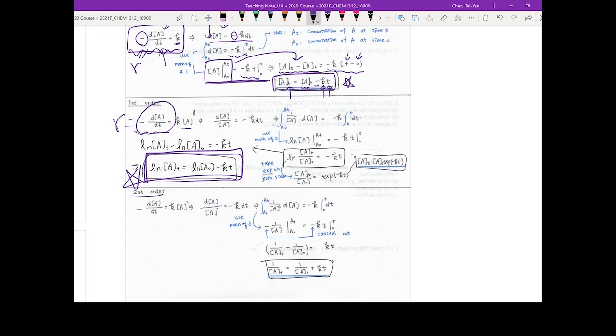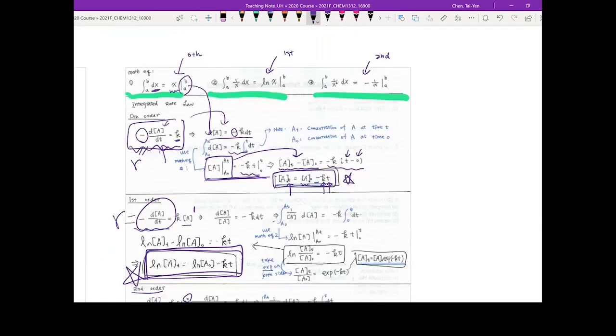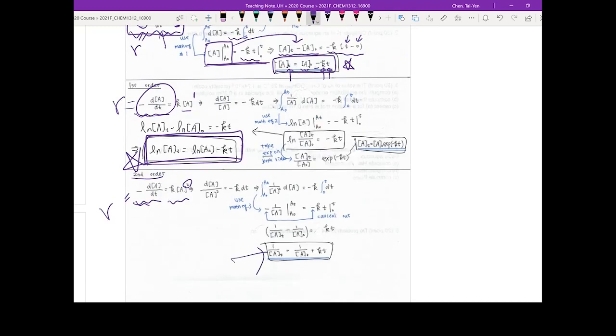For your second order, again, on the left is your rate. On the right is K times A to the second power. And then again, move your dt to the right, integration on both sides. Then use equation number 3. You can get to this final conclusion. 1 over A at T is going to equal 1 over A naught plus K times T.